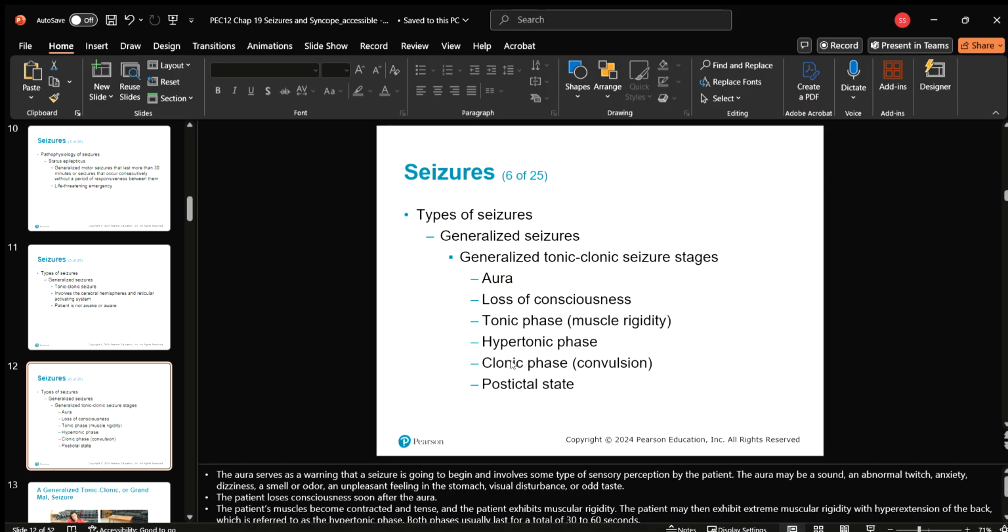Then you have that loss of consciousness, the muscle rigidity, the tonic phase, like we said, the hypertonic phase, and then the clonic phase. This is where we have the convulsions. We are thrashing about. And then postictal. In the postictal phase, they are no longer actively seizing, but they are not alert and aware. They may be looking at you, they may be tracking you with their eyes, but they're probably not going to be talking, and they're probably going to be in a really sedate state.